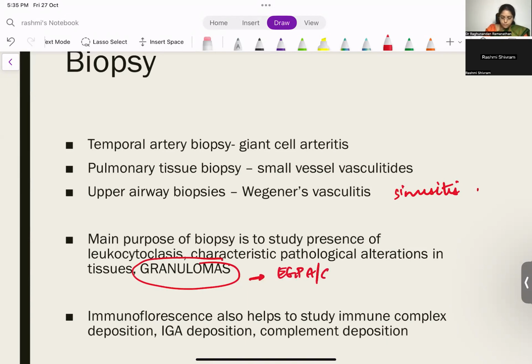EGPA and GPA, granulomatosis with polyangiitis. Also in giant cell arteritis. Immunofluorescence, I told you, shows IgA deposition in IgA vasculitis or HSP vasculitis. So biopsy is very, very important and becomes very specific. Right? Temporal artery involvement is sometimes very patchy, so the lesion where you have taken a sample, you may not get the diagnosis. You must remember that point.